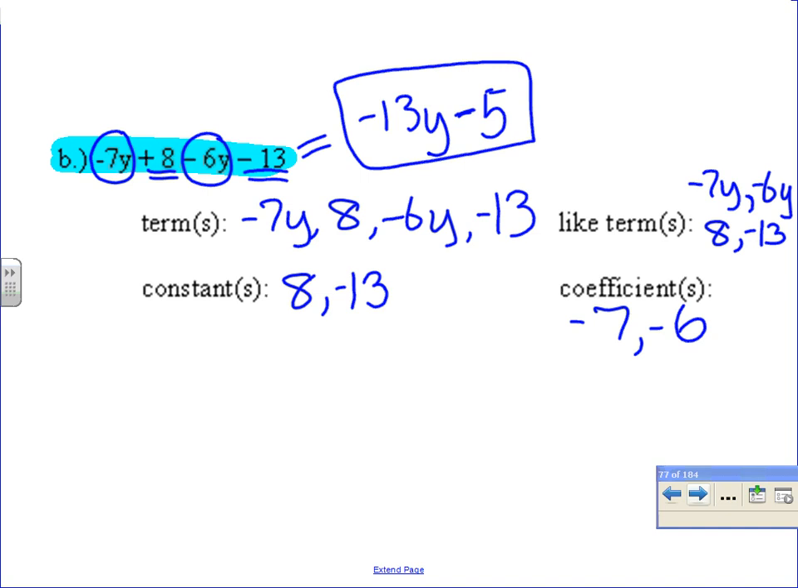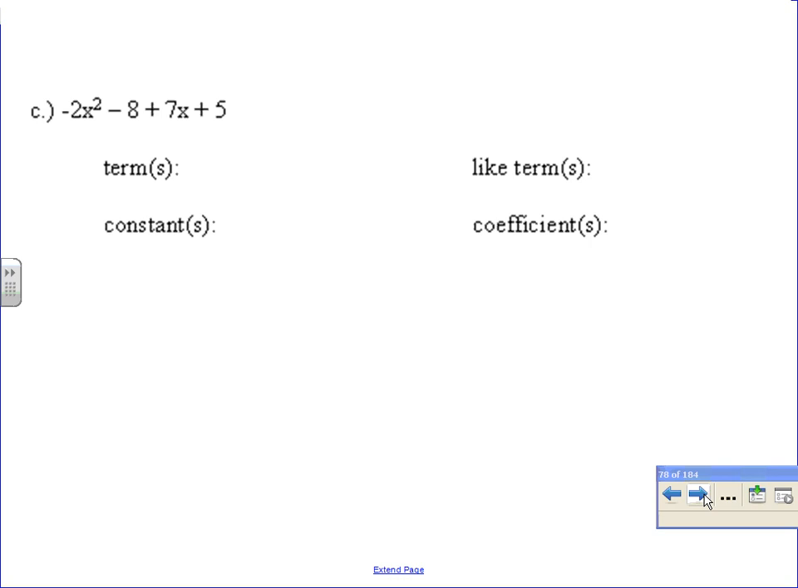All right, letter C, let's go over. Okay, the terms, Annalise, can you tell us what you have listed for the terms? Okay. Great job. Okay, the like terms, Mary? Nope. Same variable parts. The 7x does not have an exponent of 2. What kind of 8? Good.